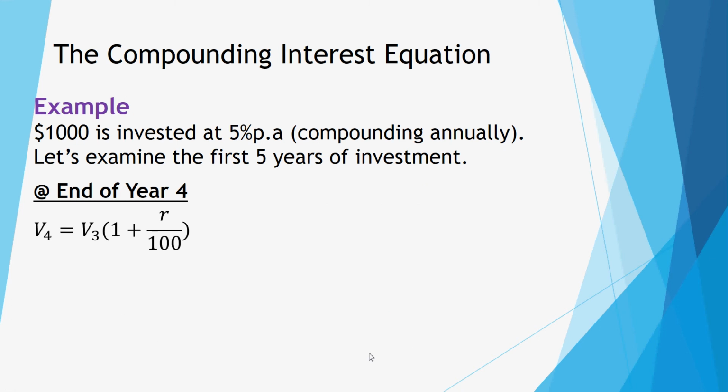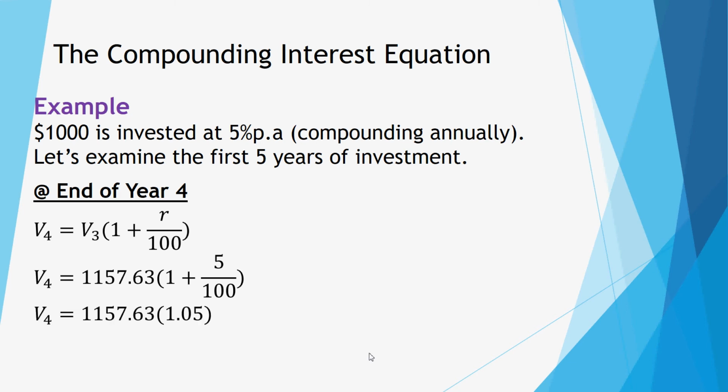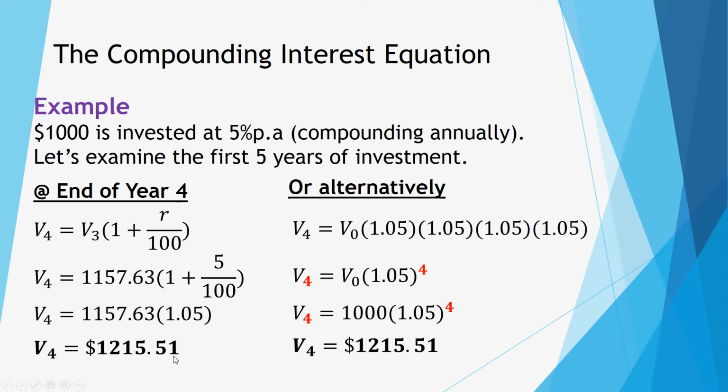4 years is exactly the same. We take our value of our investment at the end of the third year and we multiply it once again by our growth rate of 1.05. That gives us a value. Our investment will be worth $1,215.51 at the end of our fourth year. Again, alternatively, we could have started with our 1,000 and multiplied it by the growth rate to the power of 4 years to work out its value at the end of the fourth year.